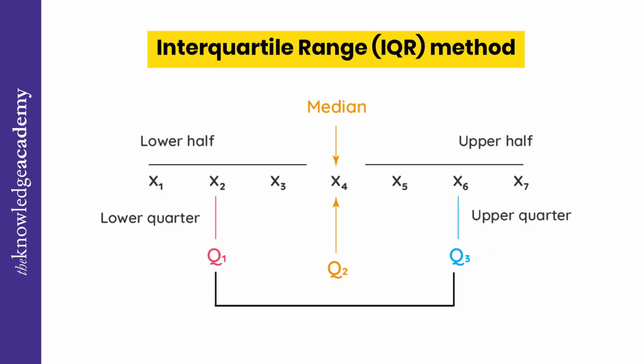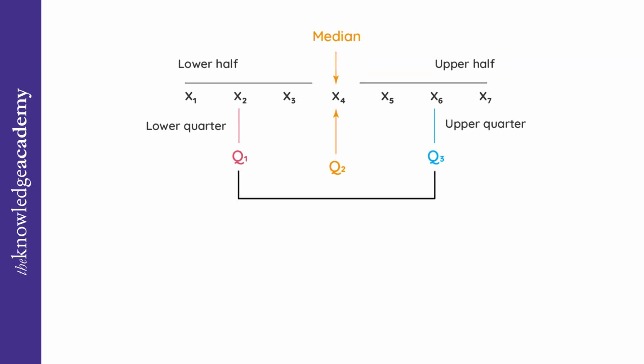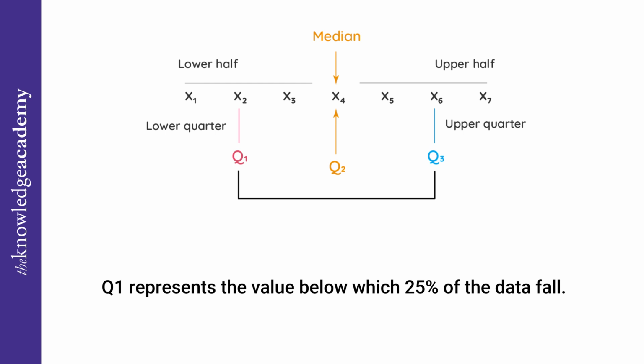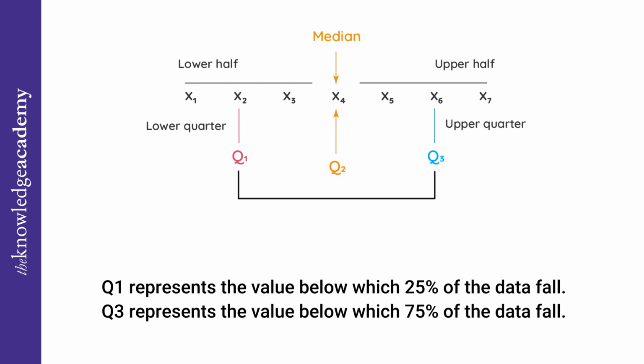The interquartile range, or IQR, is a statistical measure used to assess the spread or dispersion of a data set. It is defined as the difference between the 75th percentile Q3 and the 25th percentile Q1 of the data. Here's a brief explanation of how it works. Quartiles, that is Q1 and Q3, divide a data set into 4 equal parts, where Q1 is the 25th percentile. It represents the value below which 25% of the data fall. Q3 is the 75th percentile. It represents the value below which 75% of the data fall.